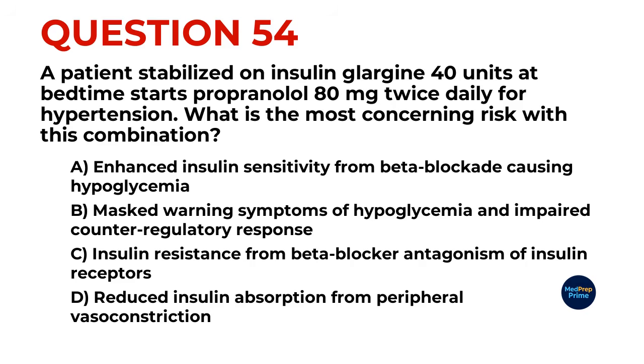Option A. Enhanced insulin sensitivity from beta blockade, causing hypoglycemia. Option B. Masked warning symptoms of hypoglycemia and impaired counter-regulatory response. Option C. Insulin resistance from beta blocker antagonism of insulin receptors. Option D. Reduced insulin absorption from peripheral vasoconstriction.